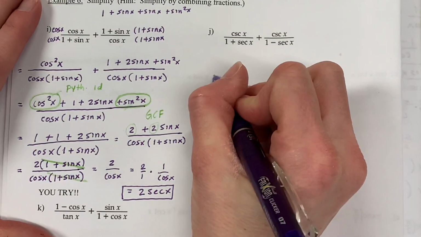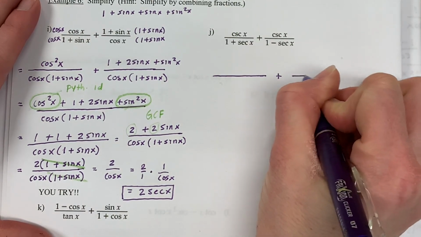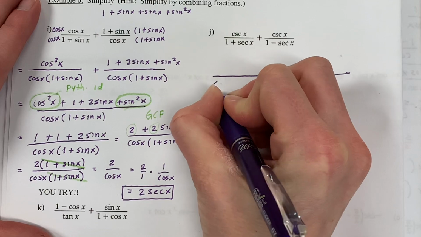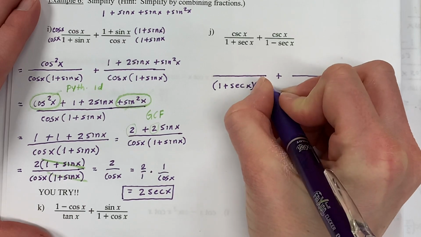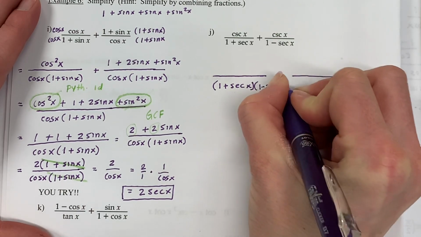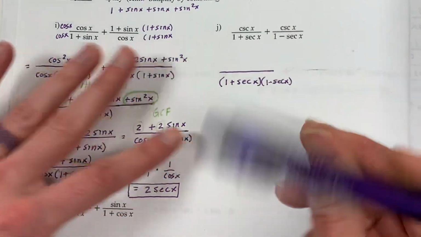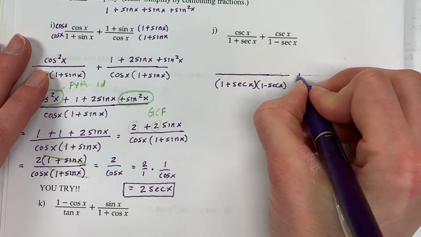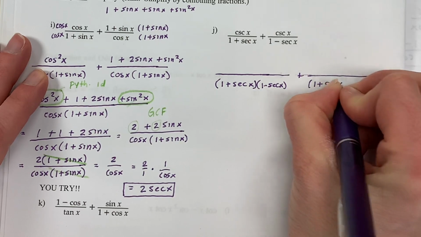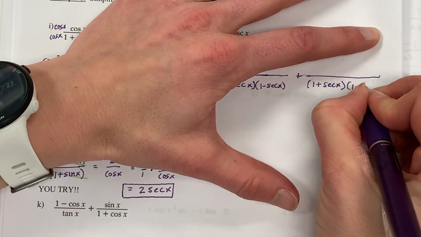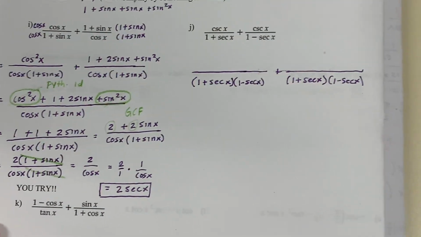Okay, so if I wanted a common denominator, I would find that by multiplying my 2 denominators together. So I would have 1 plus secant x times 1 minus secant x. I guess I need to redo this so it looks a little nicer. Give myself more space. Again, I have 1 plus secant x and 1 minus secant x.